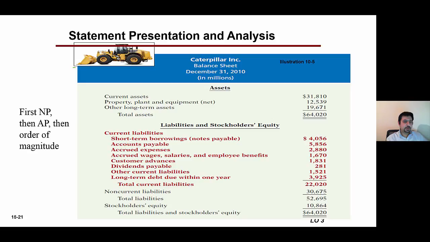and usually on the financial statement, the company would first put notes payable, because they have formal proof. This is a formal promissory note. So the company will first put notes payable and then accounts payable. After that, the company will put them in order of magnitude. Basically, this is the amount that will be in decreasing order. Long-term debt due within 1 year is different.